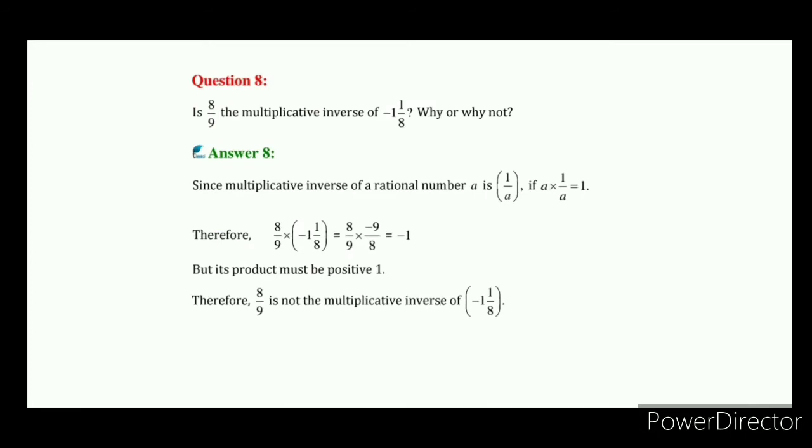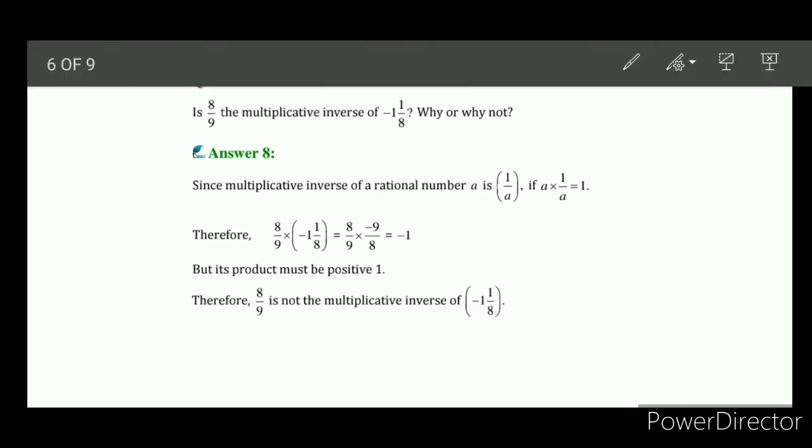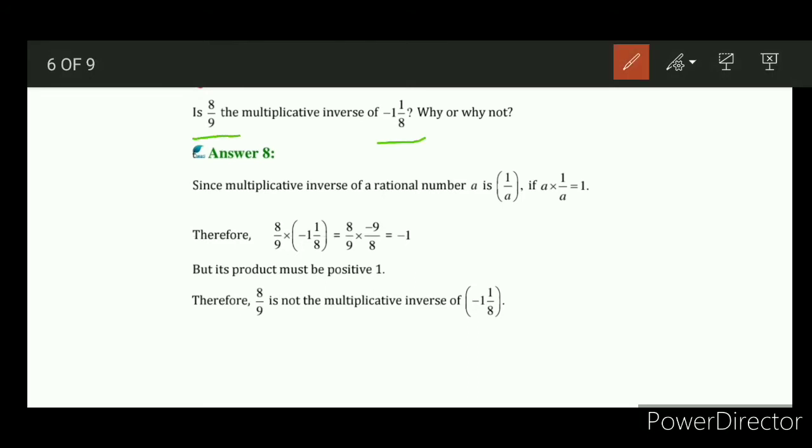Question 8. Is 8 by 9 the multiplicative inverse of minus 1 by 8? Why or why not? Since the multiplicative inverse of a rational number a is 1 by a. How do we know that? How do we verify that? If we multiply a number with its reciprocal, we will get 1. Like that we will verify. In the same manner, we are going to verify these two numbers. We are going to multiply 8 by 9 with minus 1 by 8. That time if you get the answer 1, yes, it is true, otherwise false.